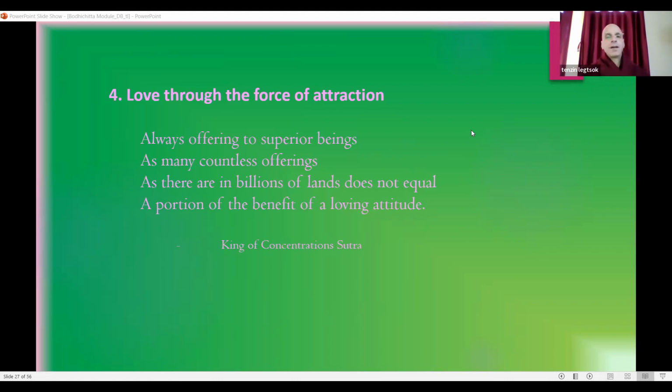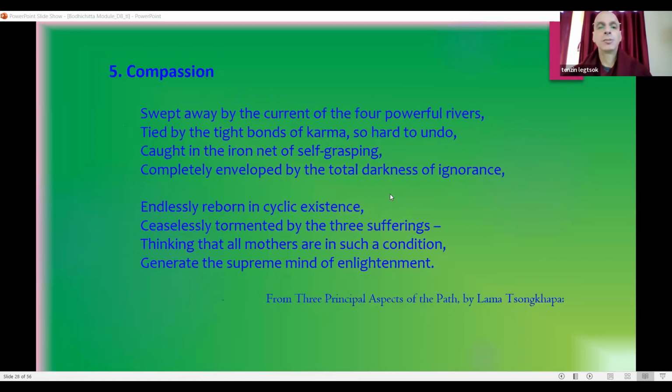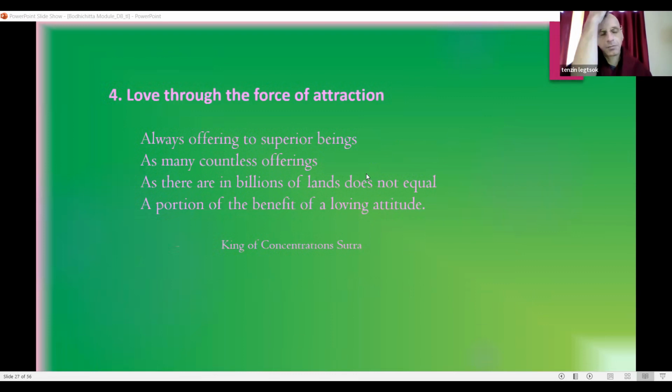And then for the next 5 minutes, focus on love, generating a mind of love and compassion. And then leading up to this, what is it called? The wholehearted resolve, or the exceptional intention, it's usually called, to take personal responsibility to establish beings in perfect happiness and freedom from suffering. So we don't have so much time left, so maybe just spend a couple minutes on each, on this altruistic love, and then compassion, and then the exceptional intention, taking responsibility.